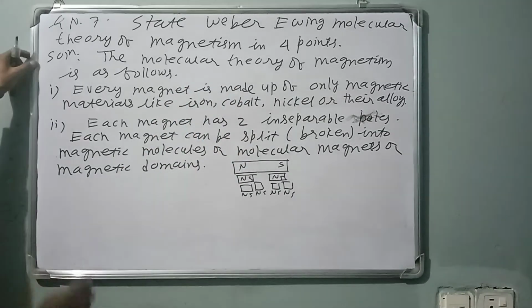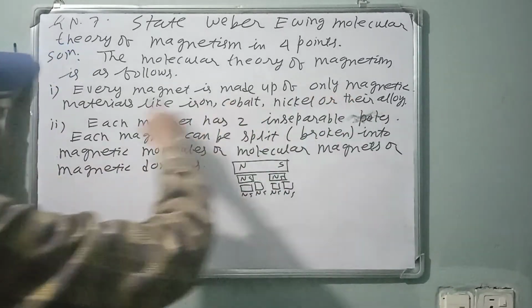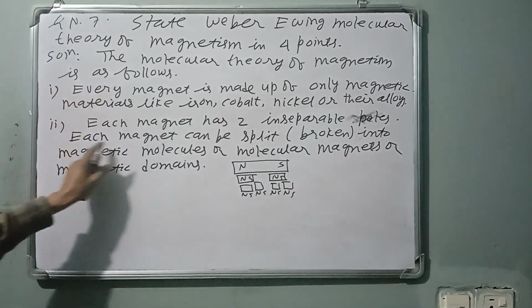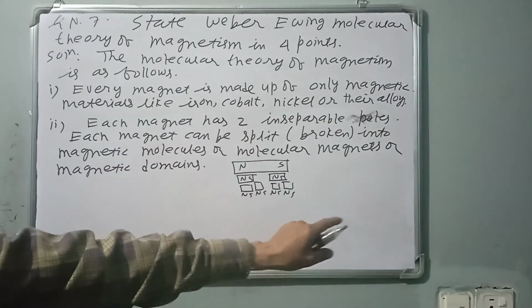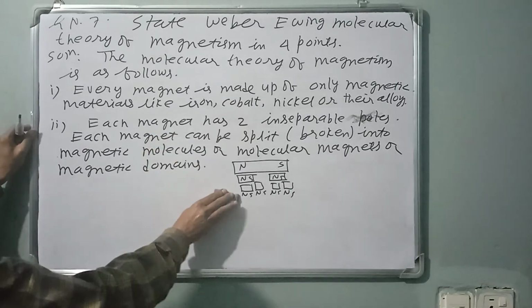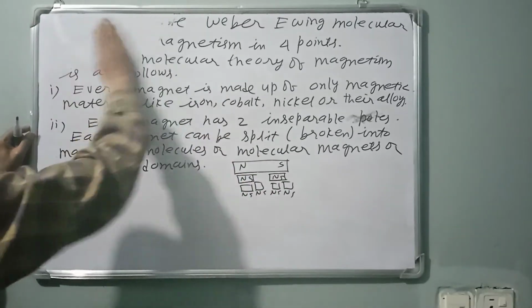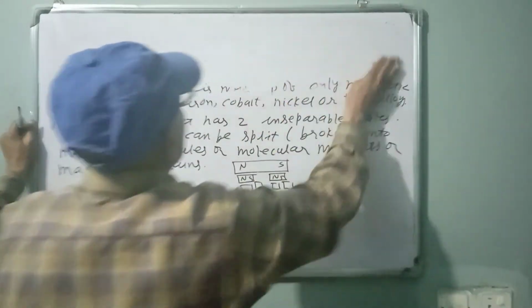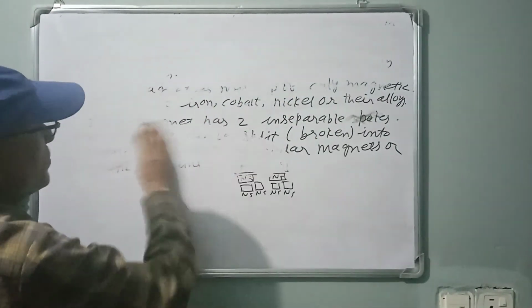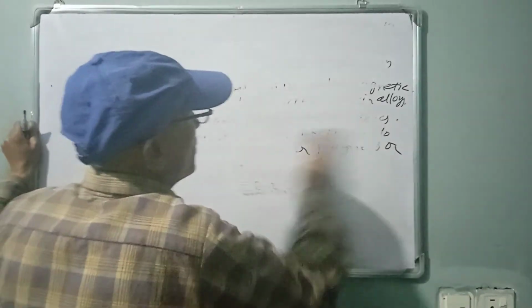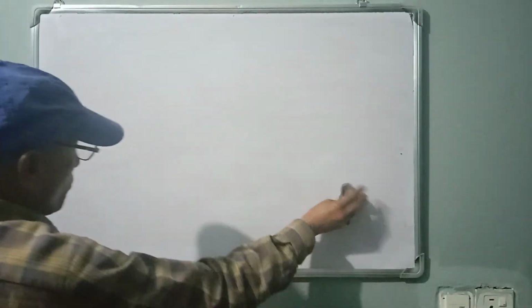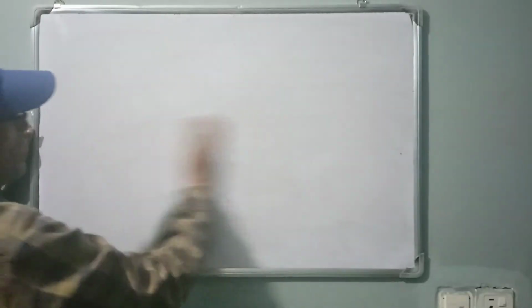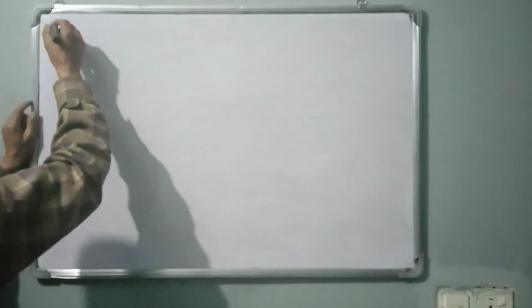Point number one, only magnetic materials. Point number two, each magnet has two poles, and each magnet can be broken into infinite numbers of molecular magnets. Point number three is the difference between magnetic bodies and non-magnetic bodies.